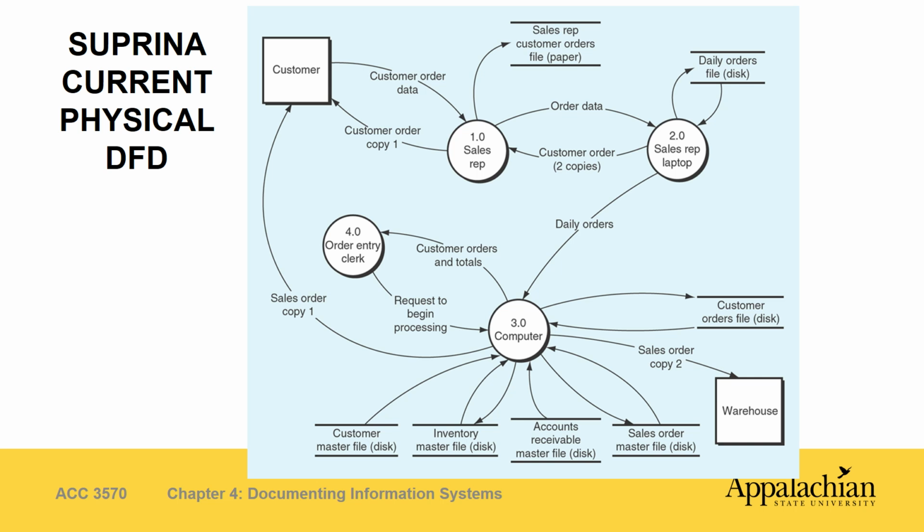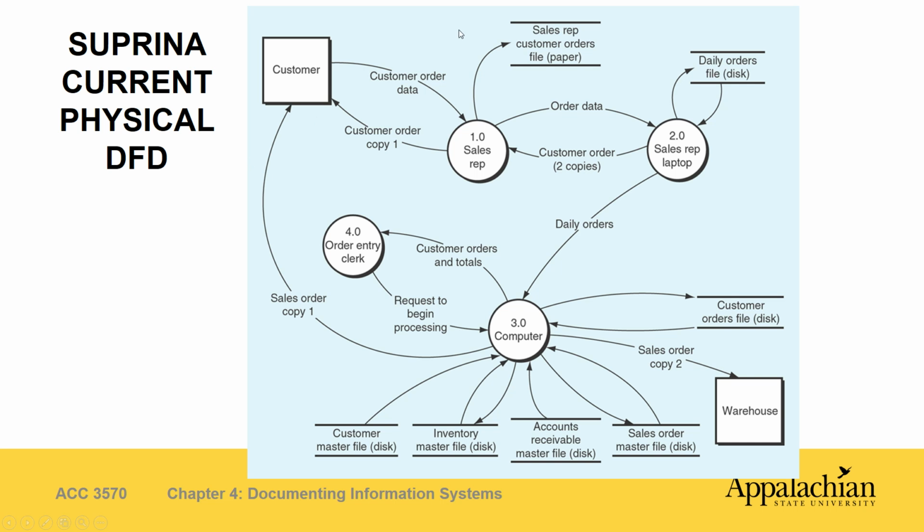Here is a graphic of the Saprina current physical data flow diagram, and we started with a context diagram. We just looked at the table of entities and activities. This is where we have constructed the Saprina current physical data flow diagram. You can see it's balanced. It's got the same external entities as the context diagram.